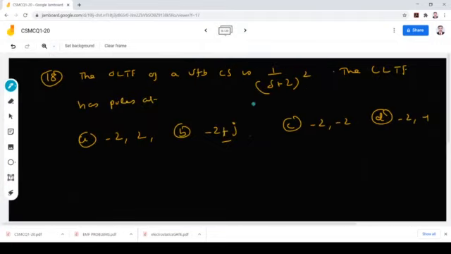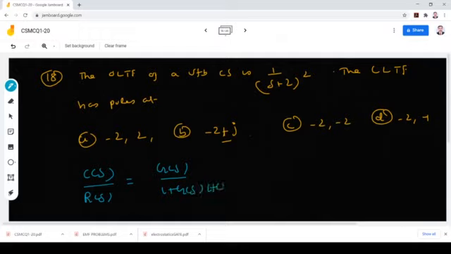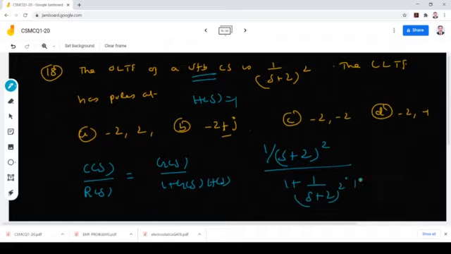Next one: the open loop transfer function of a unity feedback control system is given by 1 by (s + 2) whole squared. What is the closed loop pole? The poles of a closed loop transfer function. So what is the closed loop transfer function? C of s divided by R of s is given by G of s divided by 1 plus G of s into H of s. It is a unity feedback system, so H of s is equal to 1. So 1 divided by (s + 2) whole squared, divided by 1 plus 1 divided by (s + 2) whole squared.